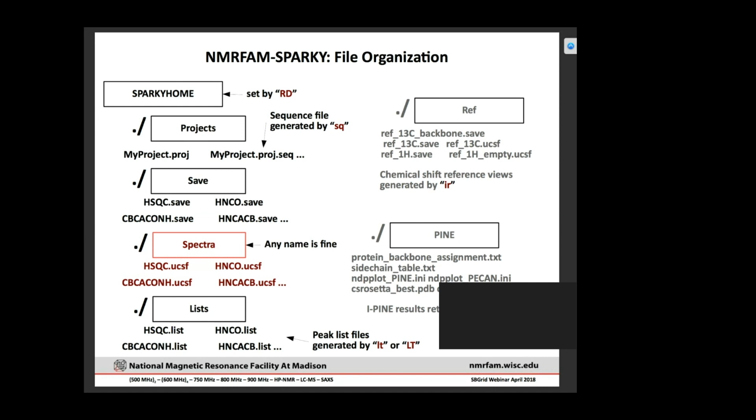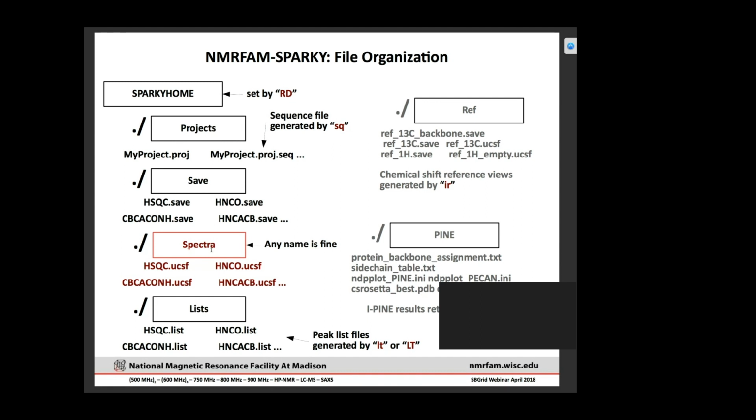And then once you set up the Sparky home and relaunch the program, the project, save, and lists directories will automatically be made, where you will have your project file that contains your save files associated with that project, and then save files will be associated with the UCSF raw spectra files.